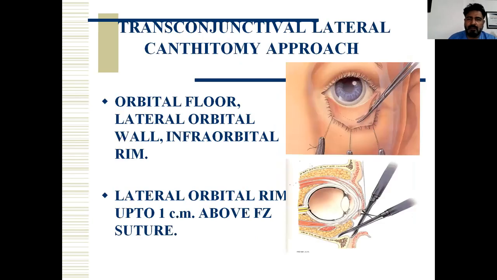Transconjunctival and lateral approaches go through the canthus. It is not on the skin, it is through the canthus. May require more practice with this. So this exposes the orbital floor, lateral orbital wall and infraorbital rim. The lateral orbital rim is 1 centimeter, and the suture is inside.